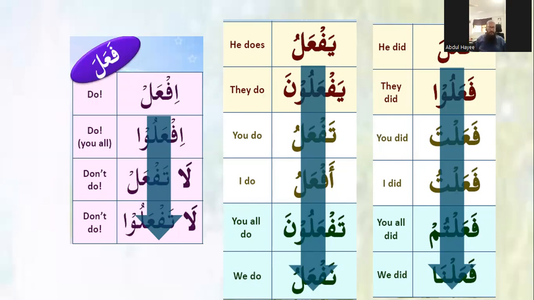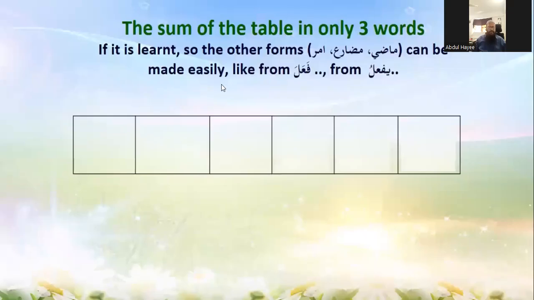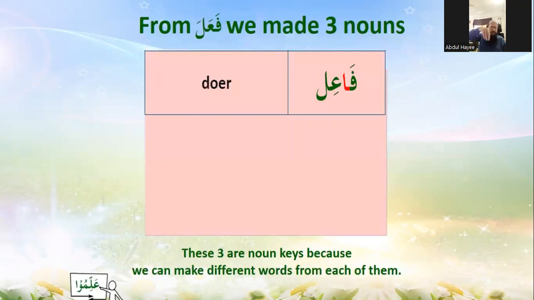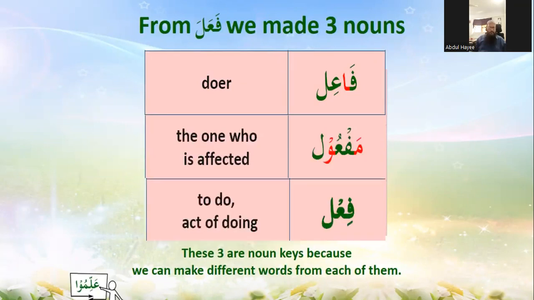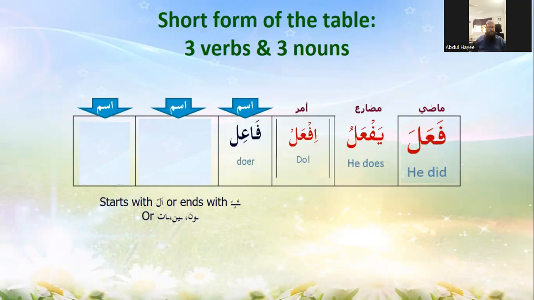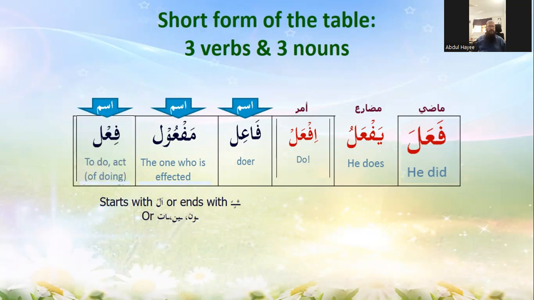Now, what are the keys of af'al? Fa'ala, yaf'alu, if'al. So we got the first key, madi, fa'ala, he did. What about mudari? Yaf'alu, he does. What about amr? If'al, do. So we got the three af'al keys: past, mudari, and amr, meaning command. Let's see this part. Then we say fa'ilun, maf'ulun, fi'lun, or simply fa'il, maf'ul, fi'l. They are the asma. So we got the three keys of asma. Madi was fa'ala, mudari was yaf'alu, amr was if'al. Now, what is the fa'il key? Fa'il, meaning doer. What is the maf'ul key? Maf'ul, the one who is effected. What is the key of fi'l? That is fi'l.